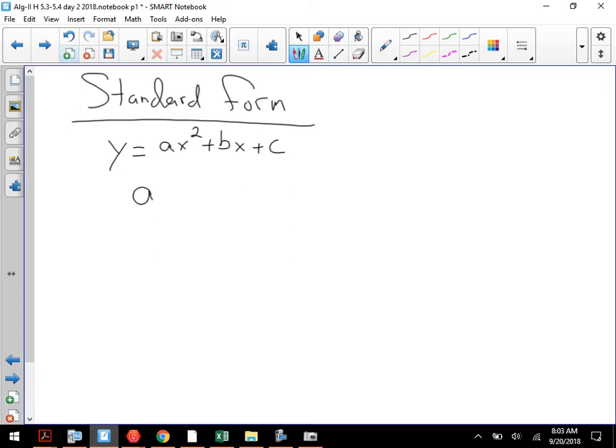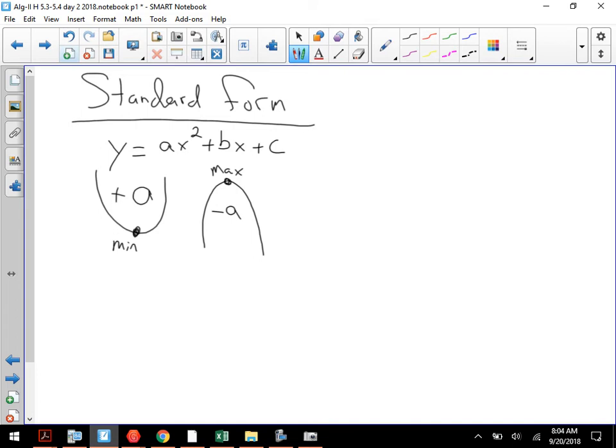So your a value, if it was positive, it was up like a cup. That meant your vertex was a minimum. If your a value was negative, it was down like a frown, which therefore meant your vertex was a maximum. That's what the a value gave you.